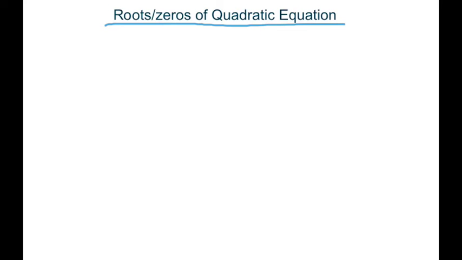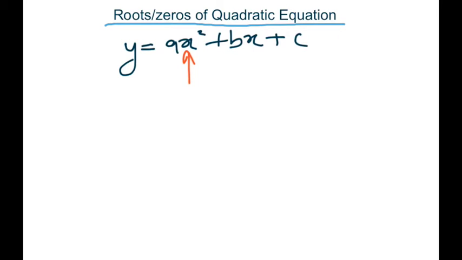Okay, roots or zeros of a quadratic equation. What does it mean when someone says find the roots or zeros of this quadratic equation? In simple language, it's nothing but for what value of x, y equals 0. Let's take this equation: y equals ax square plus bx plus c. So for what value of x is y equals 0? Let me explain this through the curve.